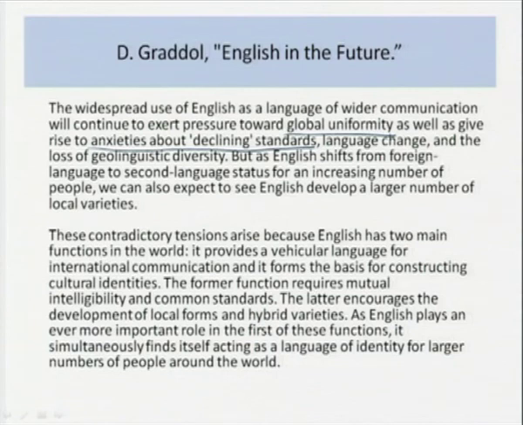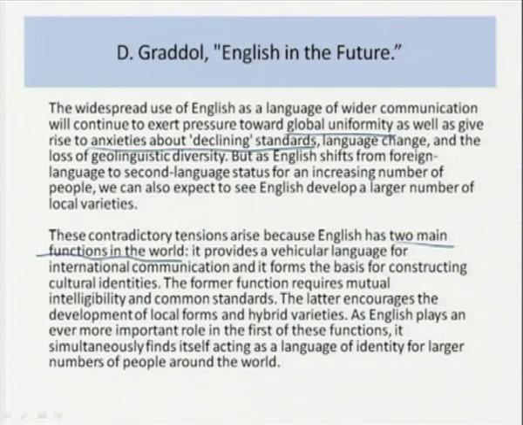He further goes on to say, these contradictory tensions arise because English has two main functions in the world. This is very important. Why should we have these contradictory pulls? He says that English has two main functions in this world. It provides a vehicular language, a carrying language. I think it's a phrase you found also in the alchemy of English in the last lecture.